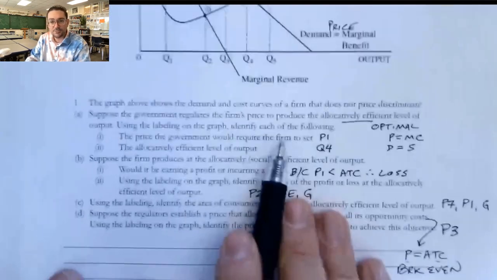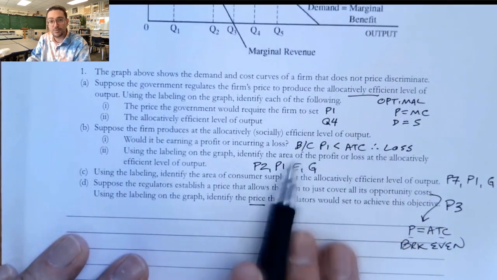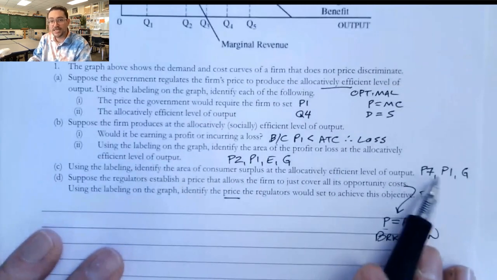So the answers here: P1, Q4, loss, P2, P1, E, G, P7, P1, G, and then P3.